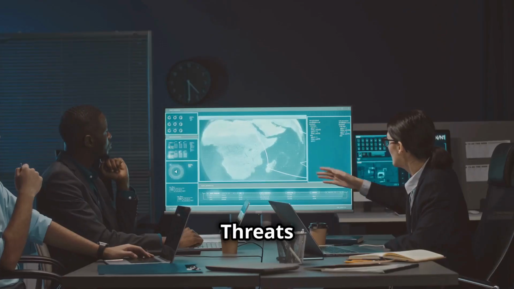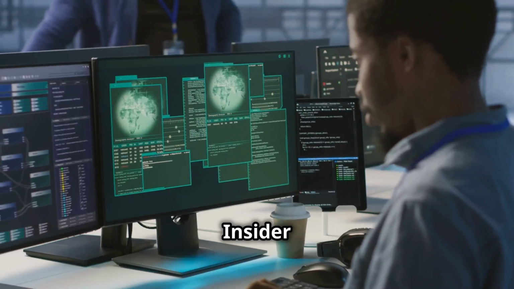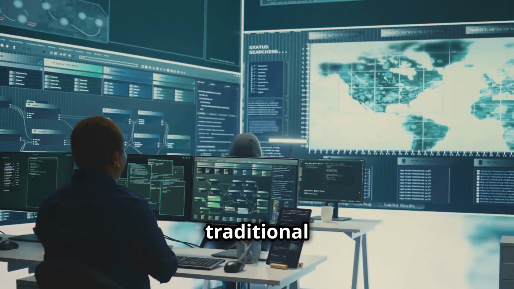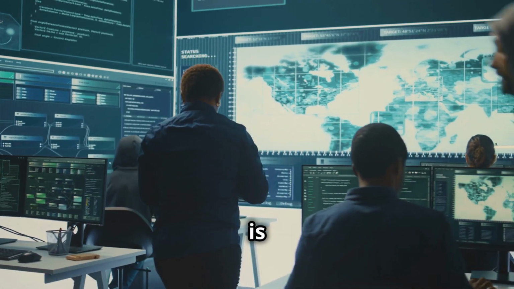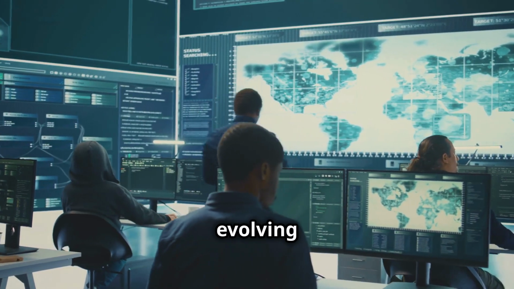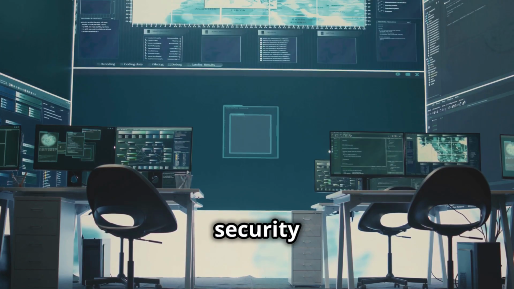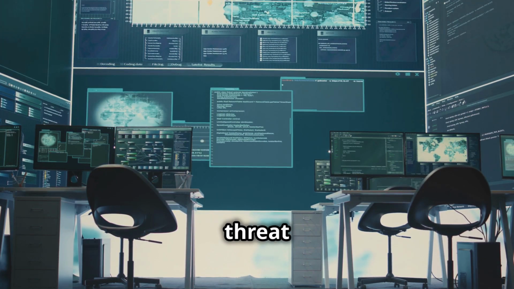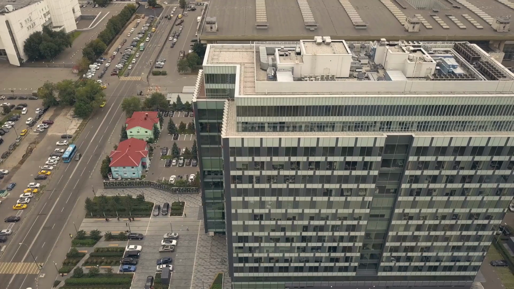perimeter. Threats no longer originate solely from outside the organization. Insider threats, whether malicious or accidental, pose a significant risk. The traditional security model, with its emphasis on perimeter defense, is ill-equipped to handle these evolving threat vectors. This is where the need for a new security paradigm emerges, one that adapts to the dynamic threat landscape and provides comprehensive protection from within.